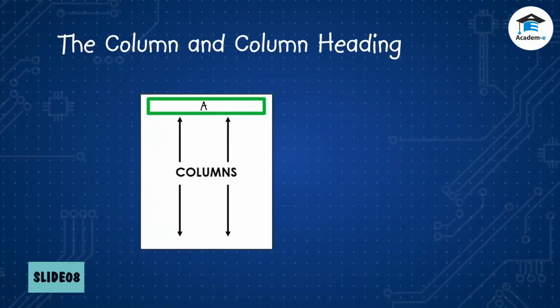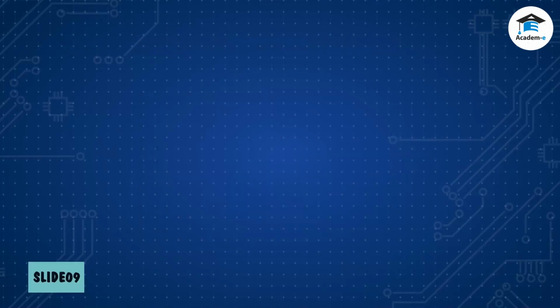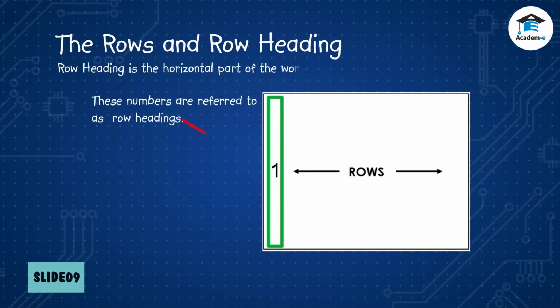The column and column heading. Column heading is the vertical part of the worksheet which is typically identified by letters. The rows and row heading. Row heading is the horizontal part of the worksheet which is typically identified by numbers.